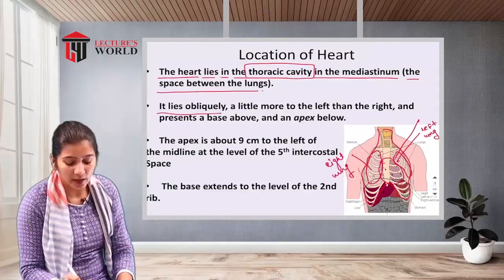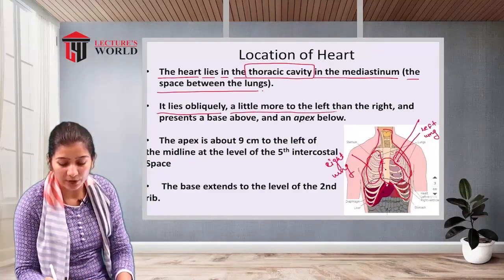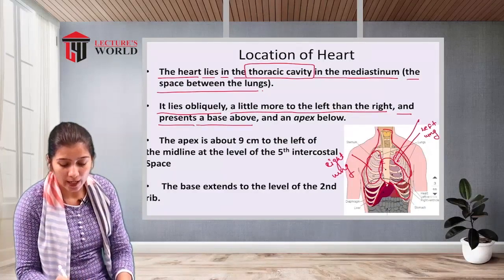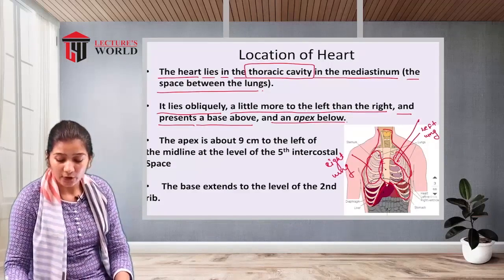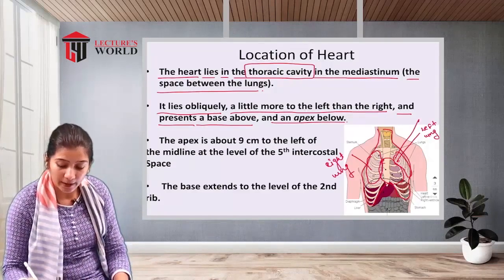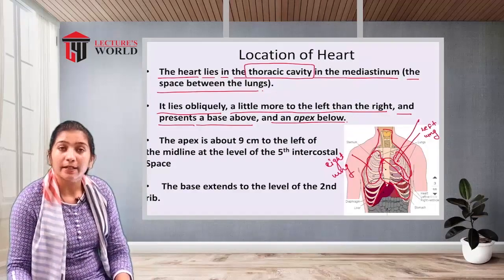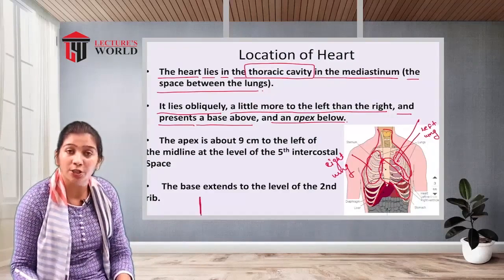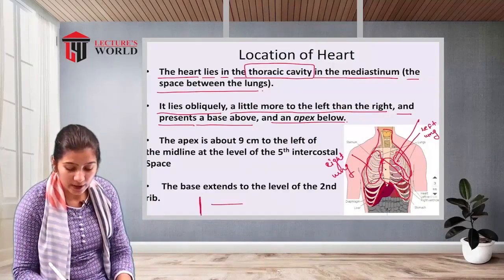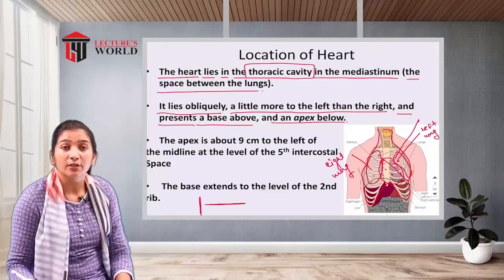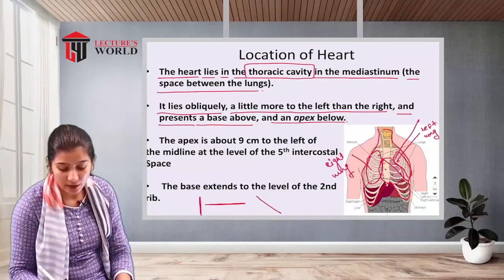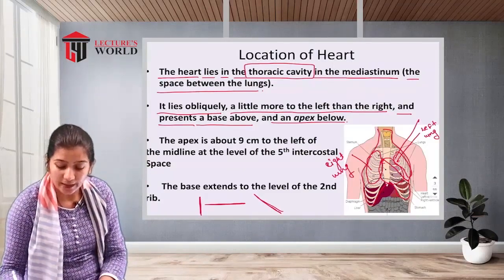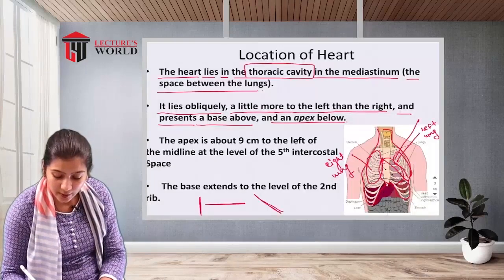It lies obliquely, a little more to the left than the right, and presents a base above and an apex below. You can see the lie of the heart is oblique. There are three lies. If it is in a straight position, it is known as a longitudinal line. If it is horizontal, it is known as a transverse line, and this is known as an oblique line. So the heart is present obliquely, as you can see in this picture.